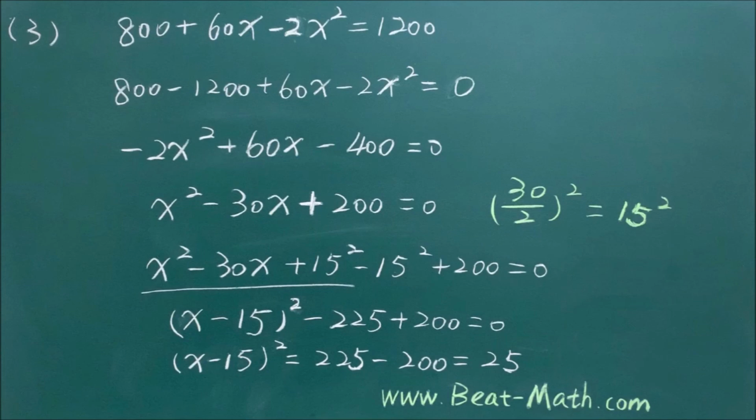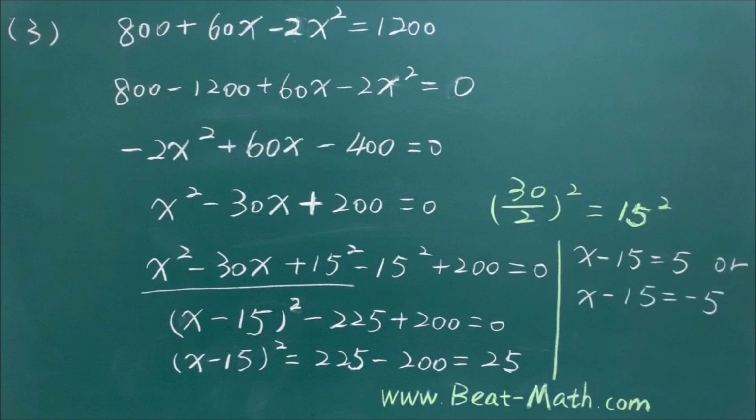Take the square root on both sides and get x minus 15 equals 5 or x minus 15 equals negative 5. The solutions are x equals 20 or x equals 10. That means the profit of $1,200 can be reached when the price is reduced by $10 or $20.